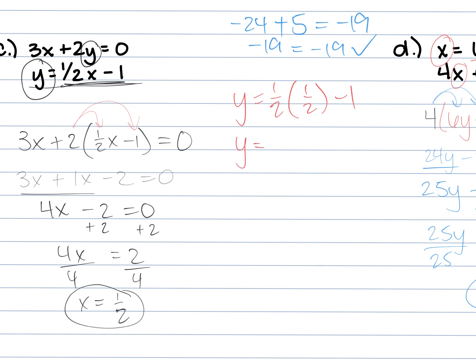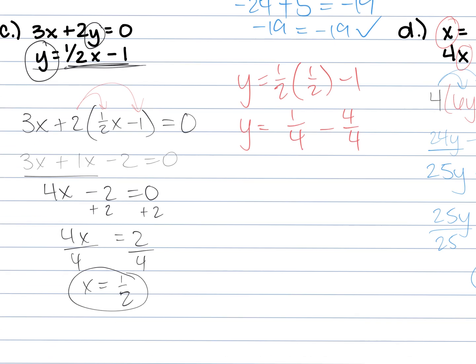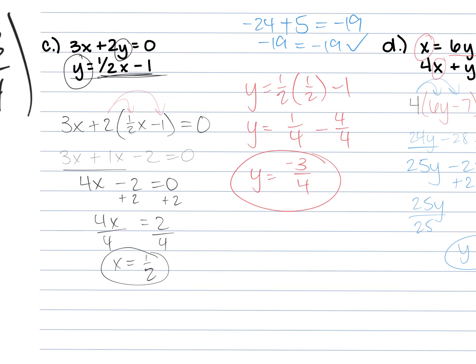I got 1/4. Good. And minus 1 would be basically 4/4. Ah, excellent. That 1 is the same as 4/4. Okay? It'd be negative 3/4. So y is equal to negative 3/4. So my answer should have been 1/2 comma negative 3/4. What should we do after we get our answer, Natalie? Always check it, okay? And if you plug that guy back in, it works for both equations.